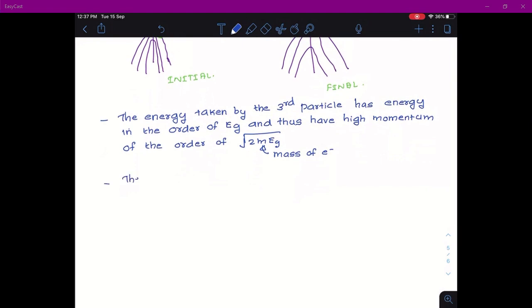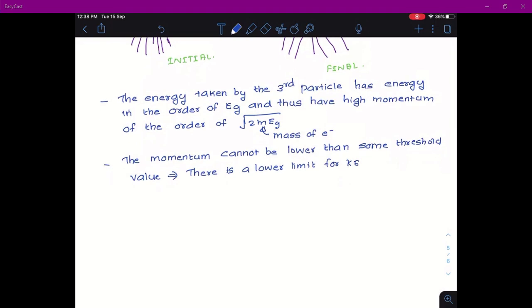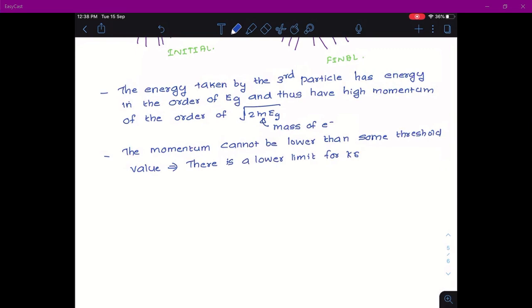So, I can say the momentum cannot be lower than some threshold value, which implies there is a lower limit for kinetic energy. Which means the electron will now have high kinetic energy, and because of this kinetic energy, the electron will move along the lattice, it will collide with other charge carriers and it will emit heat. It will gradually collide and subside down, but it will lose its energy by giving out heat.